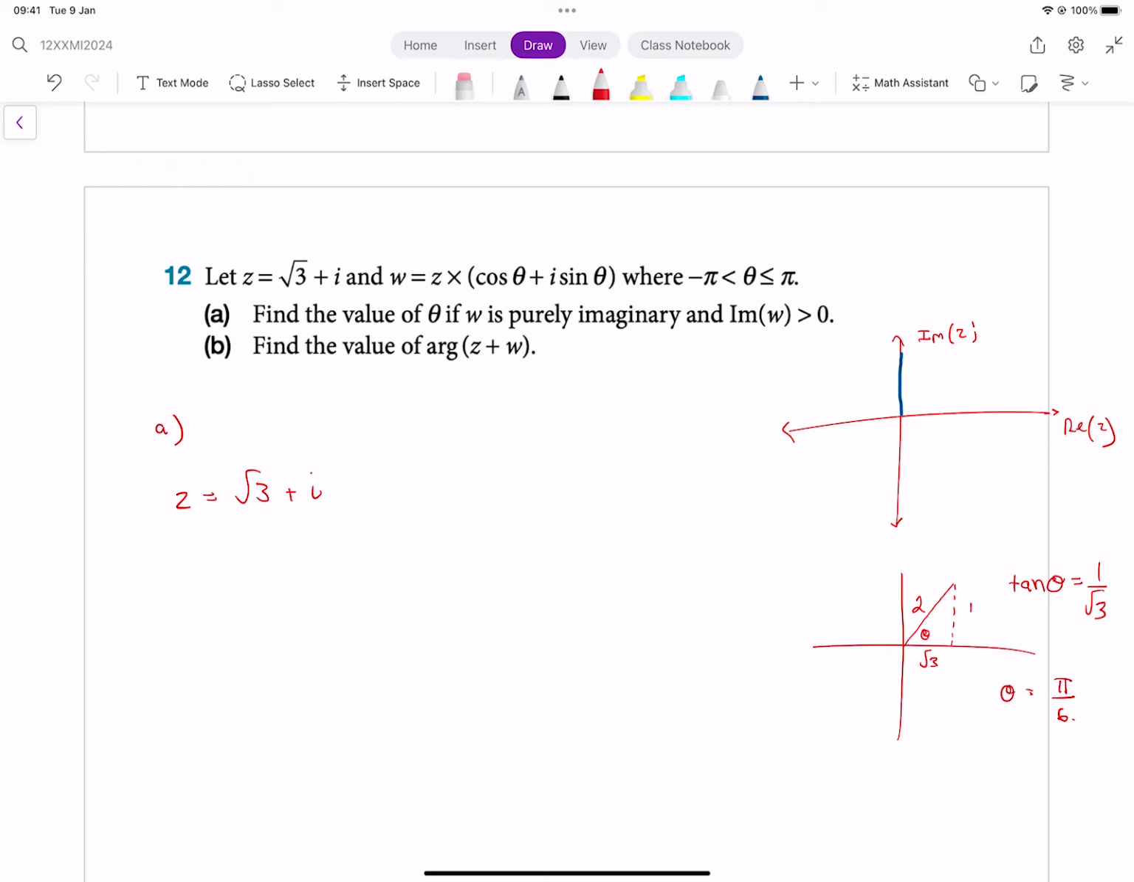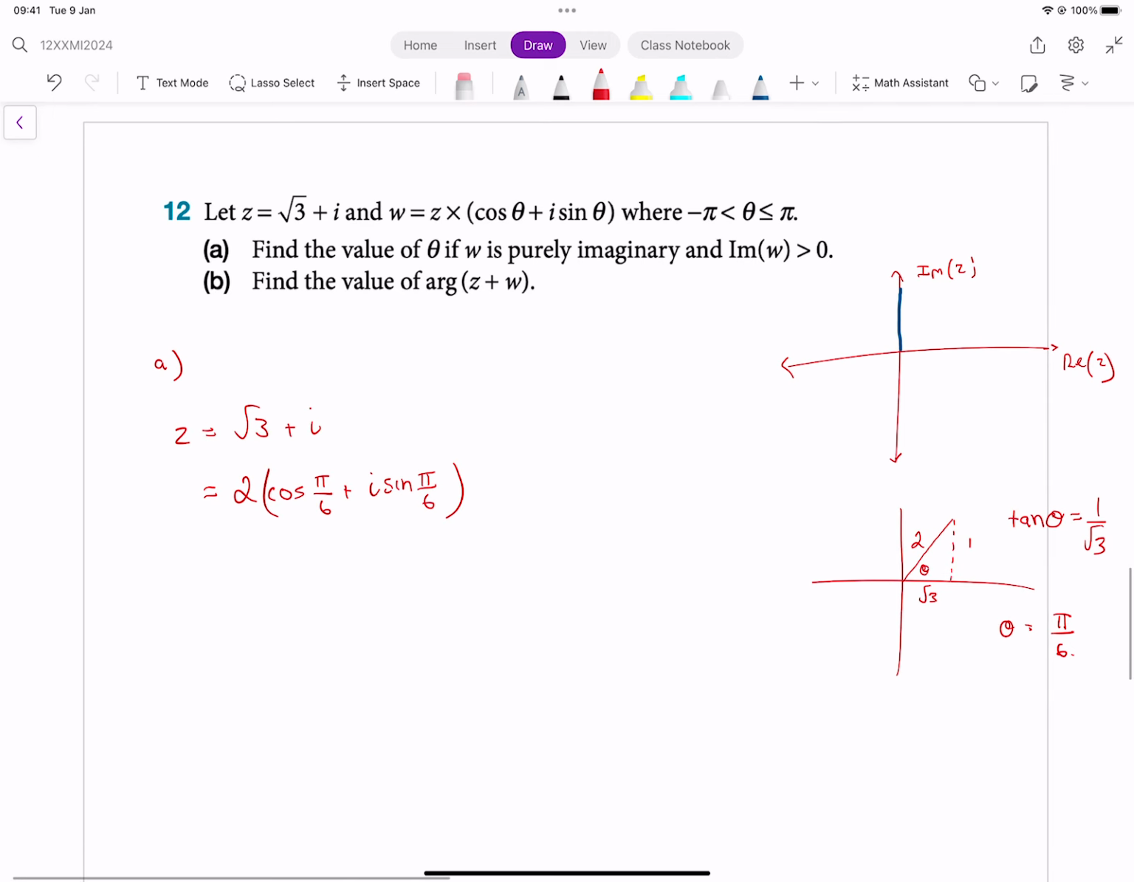so we're all good. So z is the complex number 2 cos pi on 6 plus i sine of pi on 6. And w is the complex number 2 cos of pi on 6 plus i sine of pi on 6 multiplied by some complex number cos theta plus i sine theta.